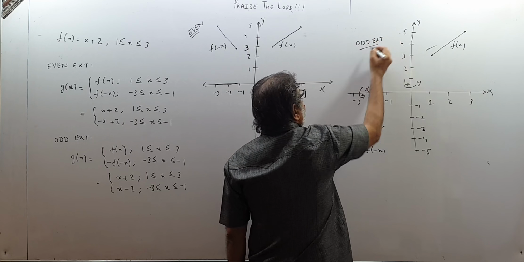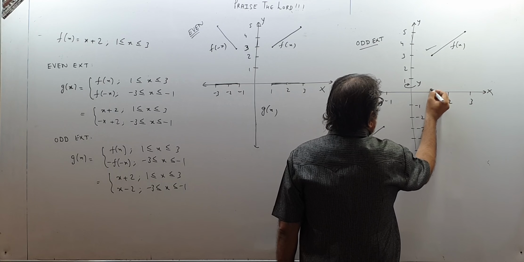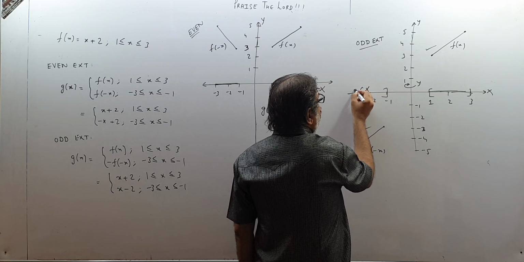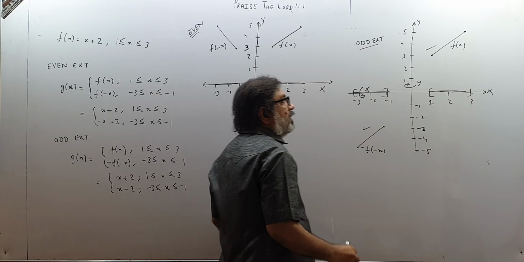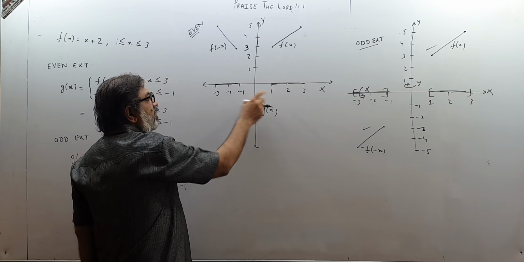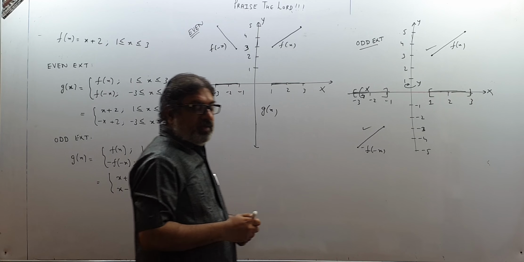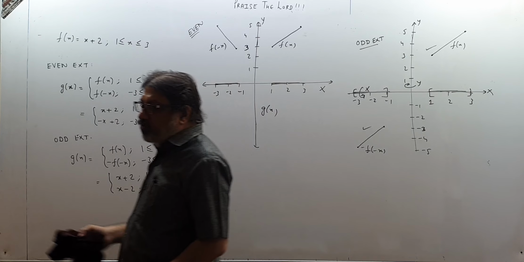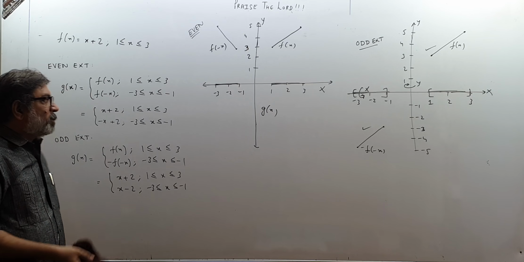So you understand, we have extended the domain from 1, 3 to minus 1, minus 3. Therefore odd extension. Here also the domain is extended from 1, 3 to minus 3, minus 1. Like this you have to think. Please pause and copy, children. I showed you how to make even extension and odd extension.